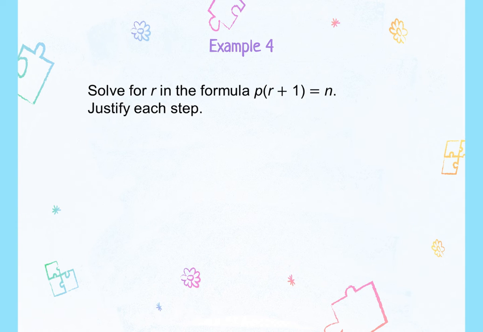All right, this one says solve for r in the formula p times the quantity r plus 1 equals n and justify your steps. So again, I'm going to let you do it because you can do it in a couple of different ways. I'm going to let you do it and then you can justify your steps. All right, who wants to walk me through? Let's see if somebody else wants to try.